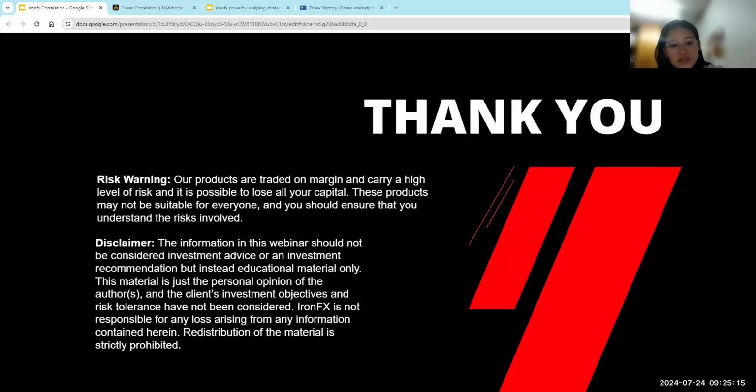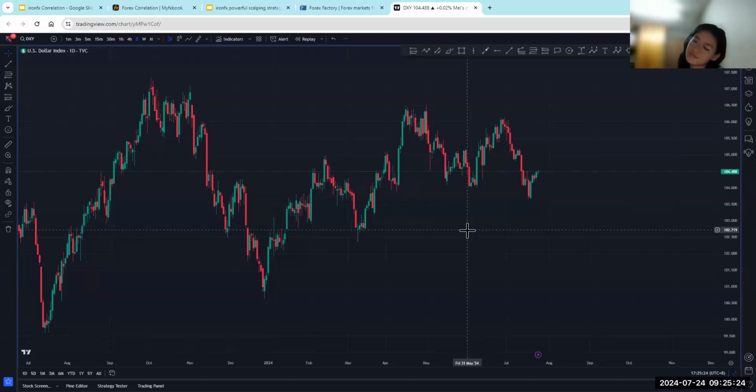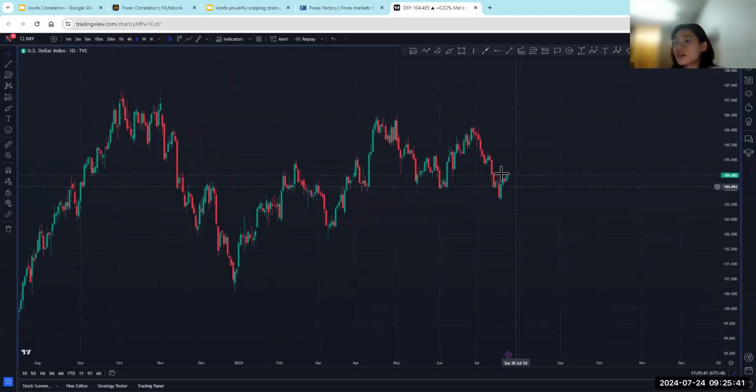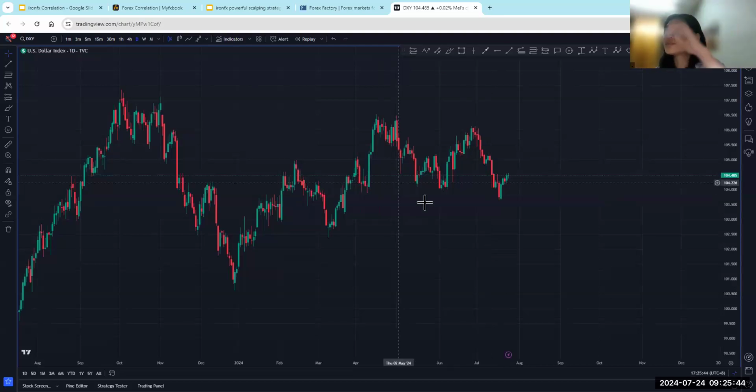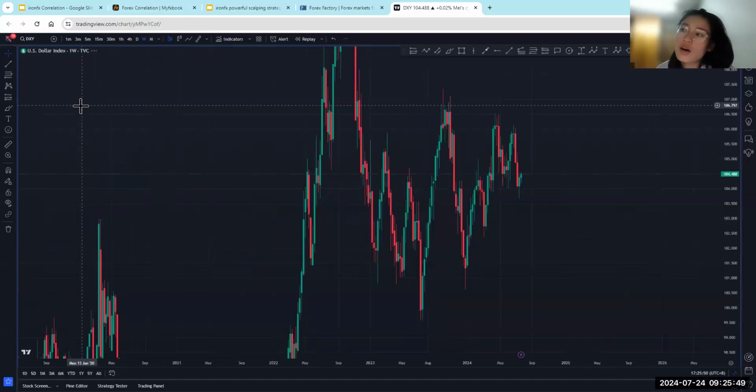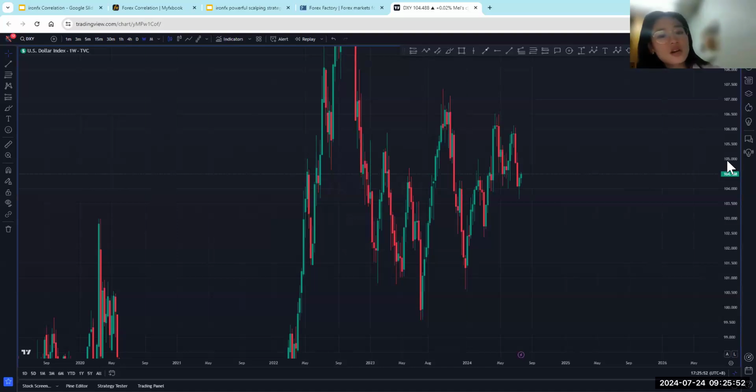Okay, let's go ahead and look at DXY first. So here's our DXY. Let me see if you guys can see my charts. Okay, yeah. So on our DXY, we see prices moving upwards. I normally like to look at our charts on the higher time frames first so that we get an idea of the direction that prices are headed towards.